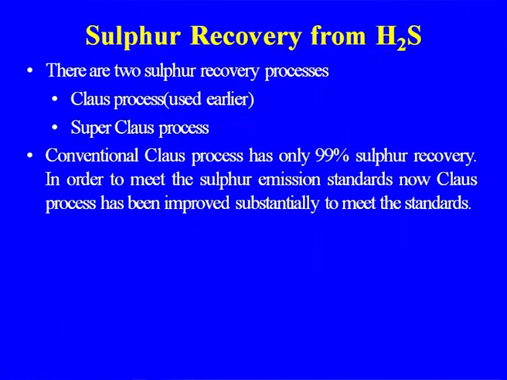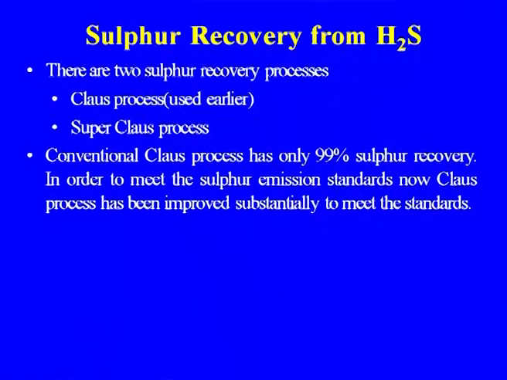Now let us discuss the sulfur recovery in more detail. There are two sulfur recovery processes: the conventional Claus process used earlier, and the Super Claus process. In the Claus process, the removal of sulfur compounds and the recovery were limited, so the tail gases contained a lot of sulfur compounds. To minimize that emission, the conventional Claus process has been modified.